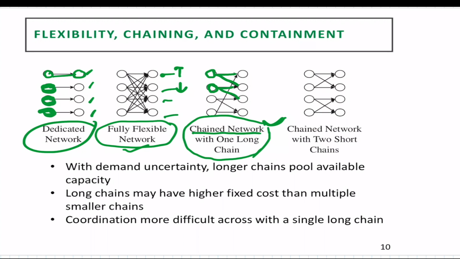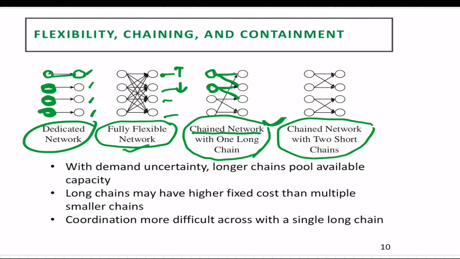One disadvantage which a chain network might have is when the chain becomes longer, like when you have many more plants and many more products, so the fixed cost of such a long chain could be very, very high. And in fact, with the use of shorter chains like this one can reduce that fixed cost.